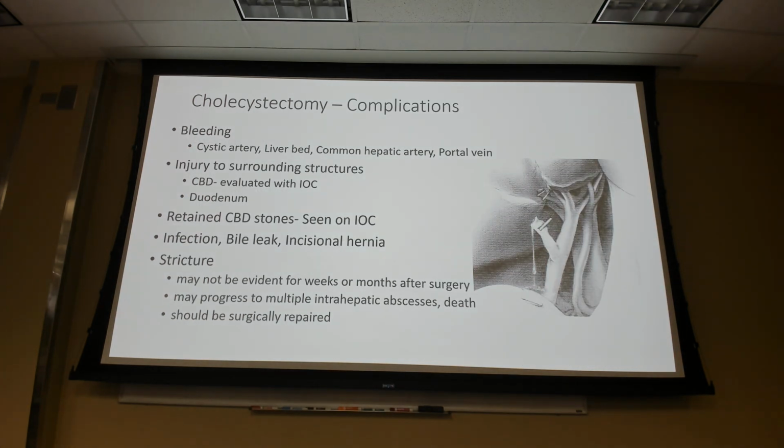And then obviously, you have all your complications with every procedure, like bleeding, injury to other structures, infection. For this one, we can see a bile leak with it. It can have retained stones, which we'll typically see on our intraoperative cholangiogram. When we put that contrast in there, we may see an obstruction still. At that point, we might have to go to an ERCP, or we have to get the gastroenterologist there for the ERCP. And then obviously you can have incisional hernias with any sort of procedure.